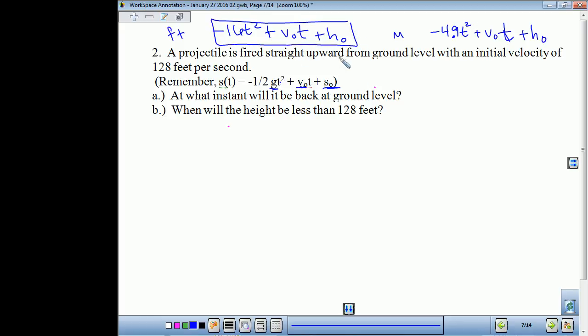So our projectile is fired straight upward from ground level. What's our initial height off the ground? 0. With an initial velocity of 128 feet per second. So our equation is negative 16t squared plus 128t plus 0, but we don't need that. And it wants to know when it will be back at ground level. What height represents ground level? 0. Now, you could use your technology. This factors very simply, though, also. So go either way. I don't care.